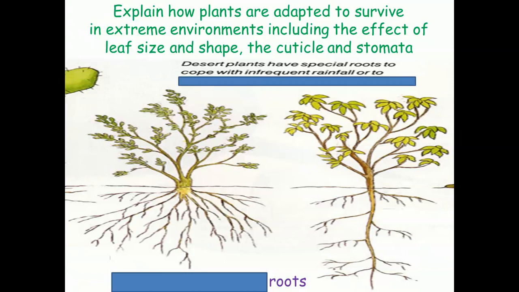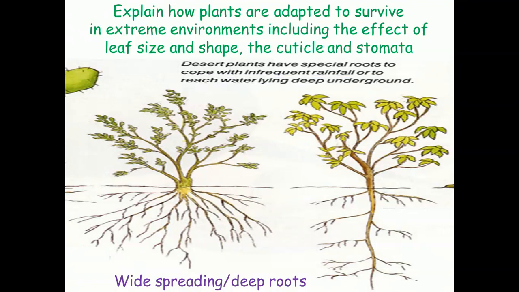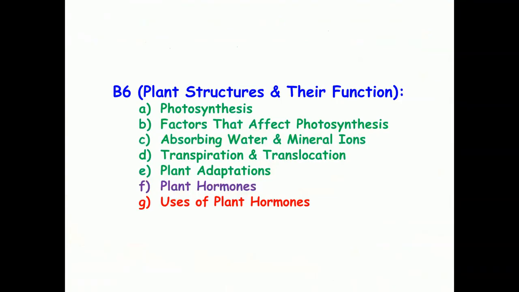Another example of adaptation, this time involving roots, is having roots that are widespreading or deep. With these adaptations, plants can reach water that is lying deeper, and those are the adaptations you need to know for plants in extreme environments.